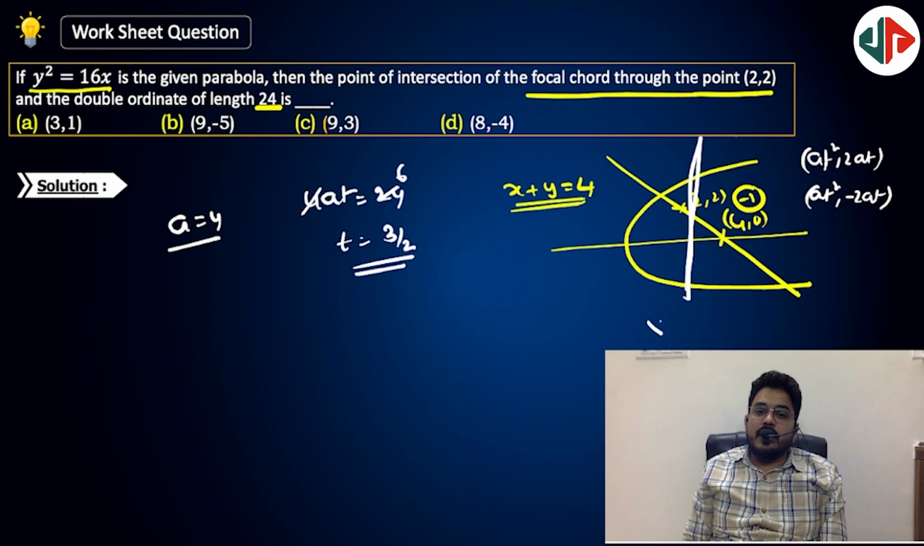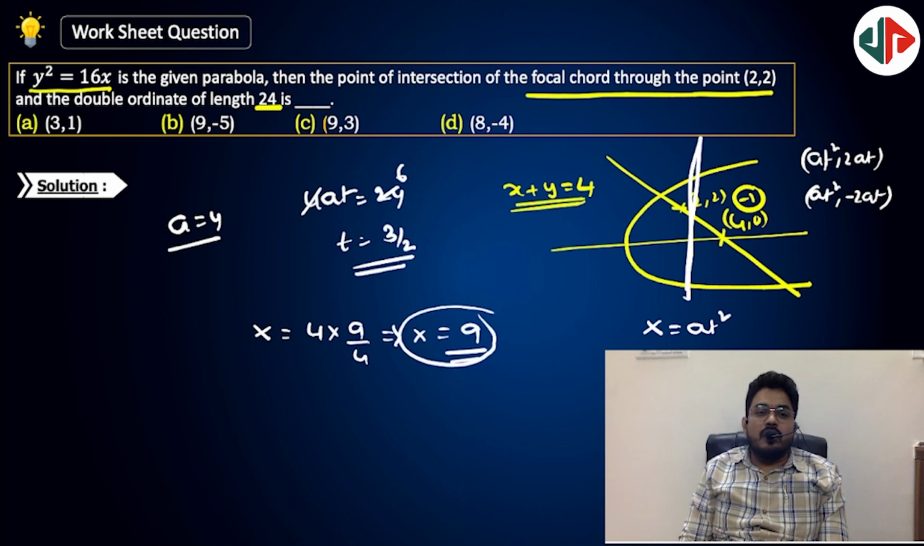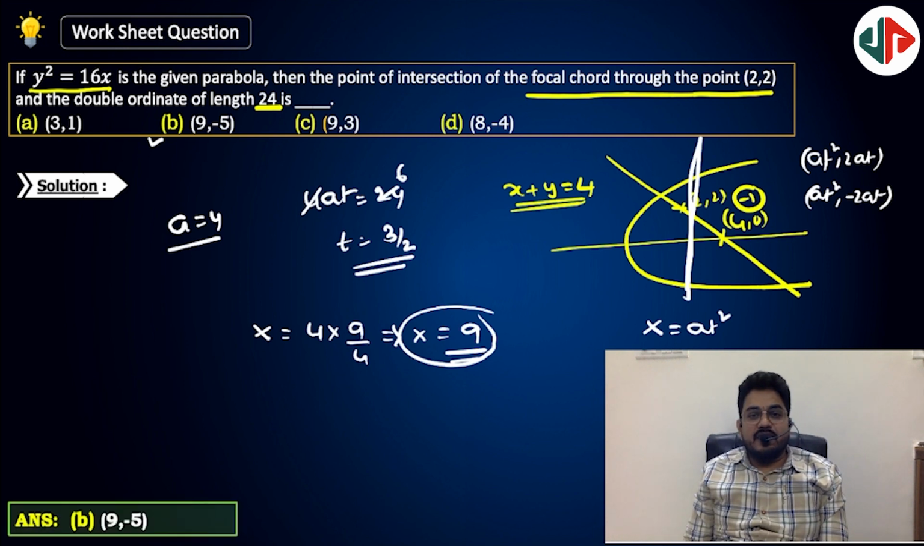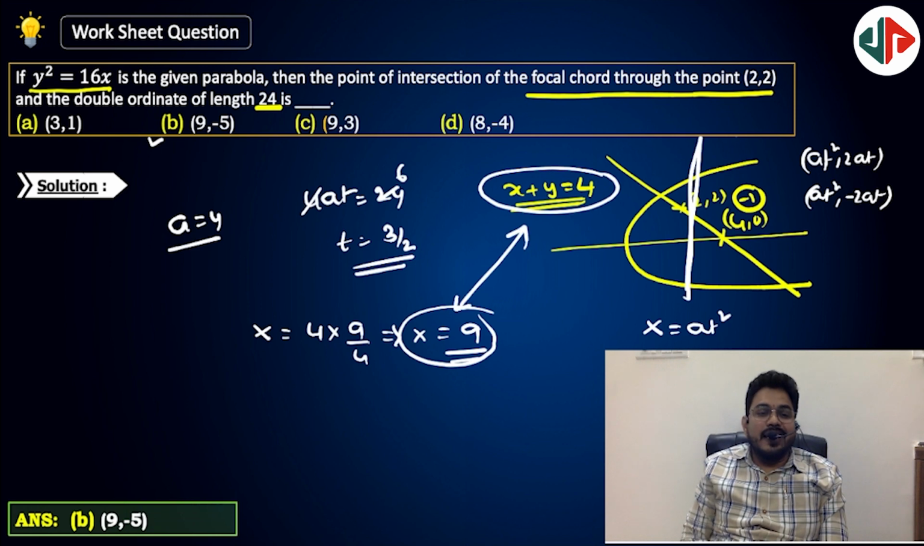What is the double ordinate? X is equal to at square. So x is equal to a is 4 into t square is 9 by 4. X is equal to 9. So if x is equal to 9, y is equal to what is the value? You will be getting minus 5 because the intersection of these two only I need. Intersection of these two only needed.